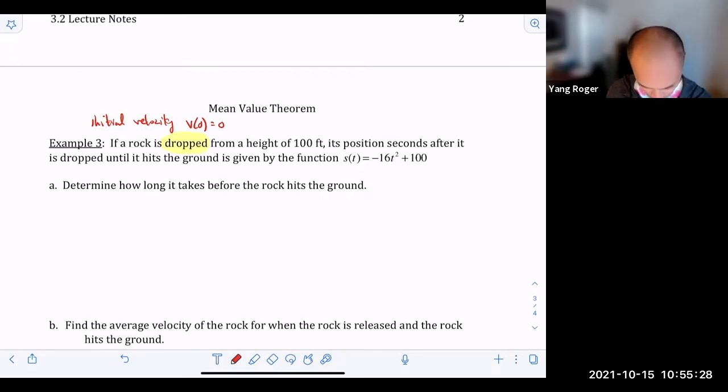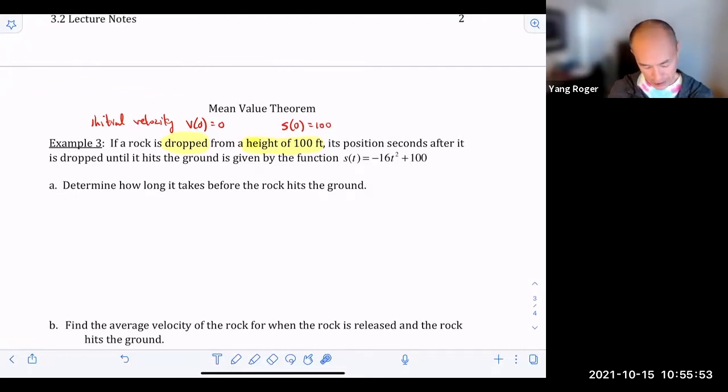The second thing I would notice is that when they say it's dropped from a height of 100 feet, they're telling me that S of 0 is equal to 100. In other words, the initial height is 100. And we can really see that when we look at this S of t position function. If you put in a 0 for t, you would get 100 popping out. So that matches here.